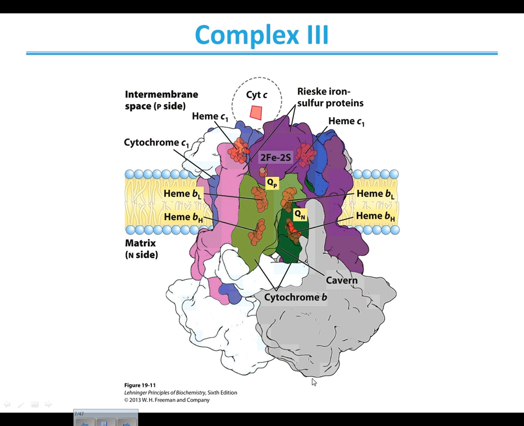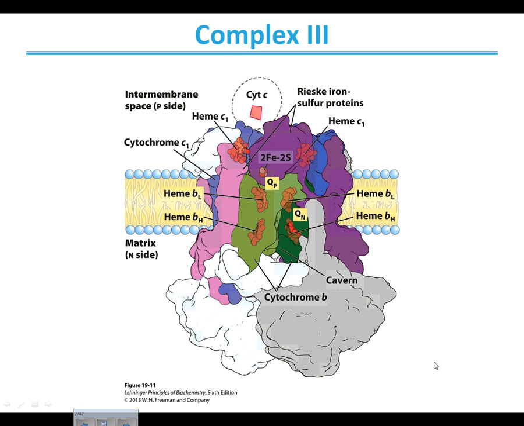Now this one's going to be a little bit different because we have 2 electrons coming in from the coenzyme Q, but cytochrome C, remember, can only accept 1 electron. So this is a little bit more complicated. We have to explain how we can switch from a carrier that can carry 2 electrons to a carrier that can carry only 1 electron. And how we do that is called the Q cycle.